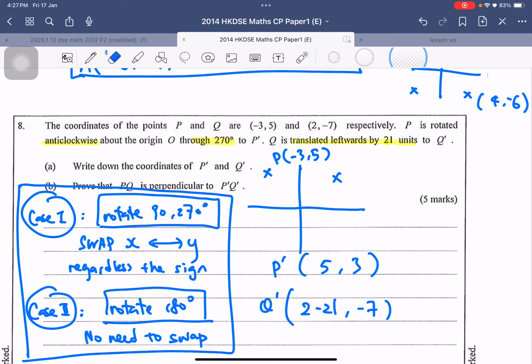So here, for part B, the keyword is proof. Proof means it's definitely correct. It's absolutely correct. You don't say that, oh, I prove it's actually wrong. Don't say that. If they ask whether PQ is perpendicular to P prime Q prime, then it can be true or not. But they said proof. If they say proof, then that must be correct.